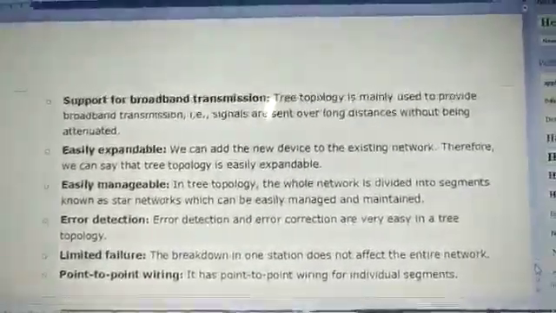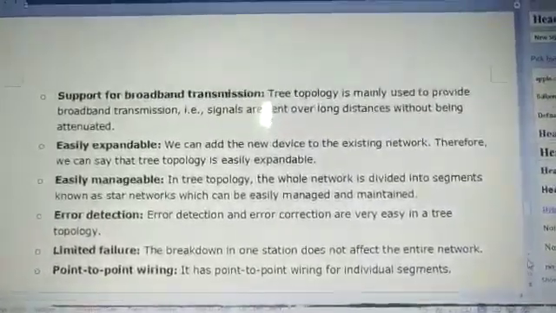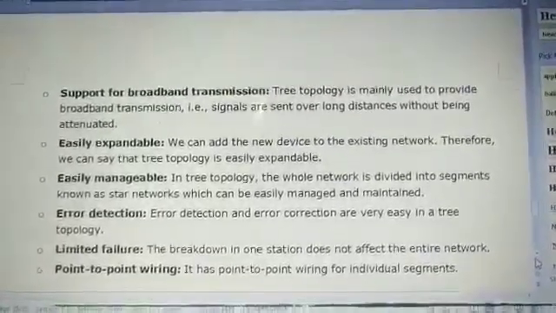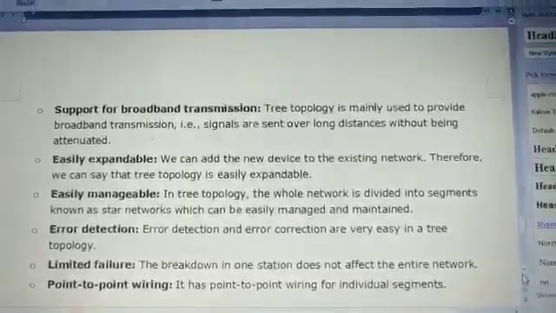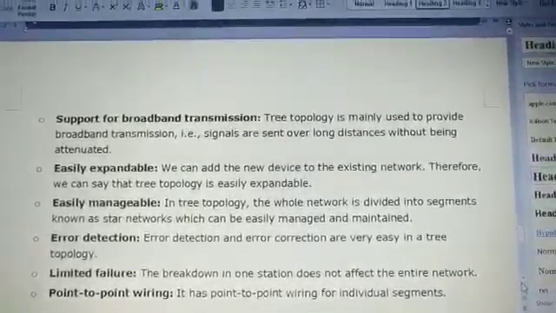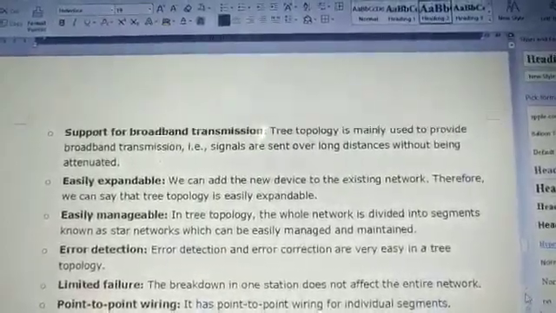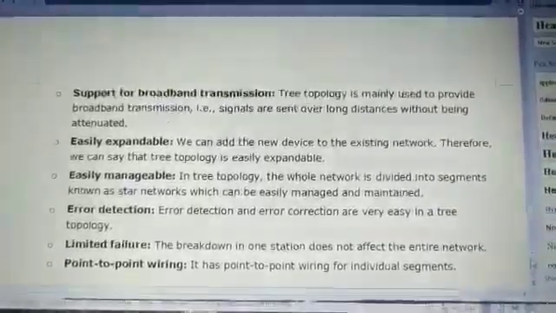Next is error detection. Error detection and error correction are very easy in tree topology. Why is it so easy? Because in star topology it is easy. There is a point-to-point connection. The hub is connected with one single communication path to each node. So that's why over here also it becomes very easy.